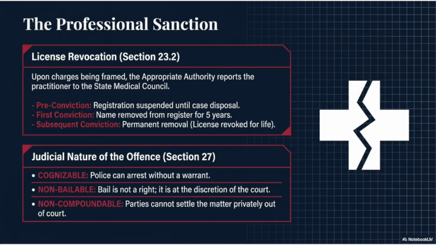Upon a first conviction, the practitioner's name is removed from the register for 5 years, and upon a subsequent conviction, removal becomes permanent. Under Section 27, the offence is cognizable, meaning police can arrest without a warrant, non-bailable, meaning bail is at the discretion of the court, and non-compoundable, meaning parties cannot settle privately.